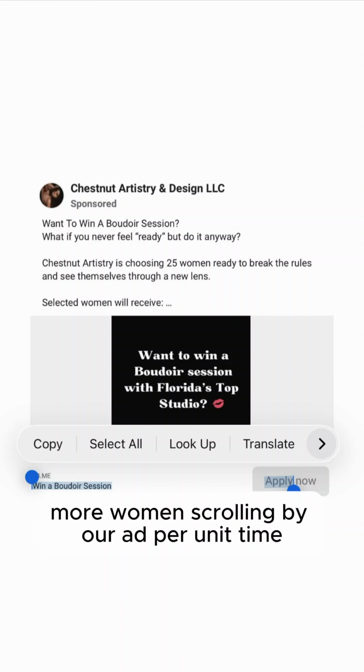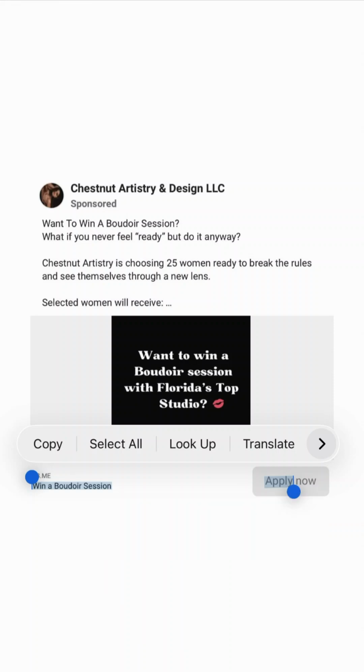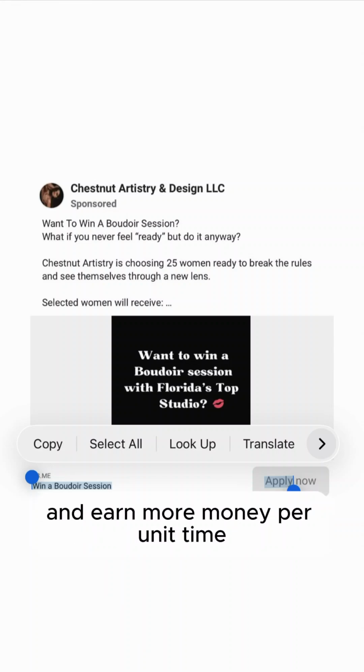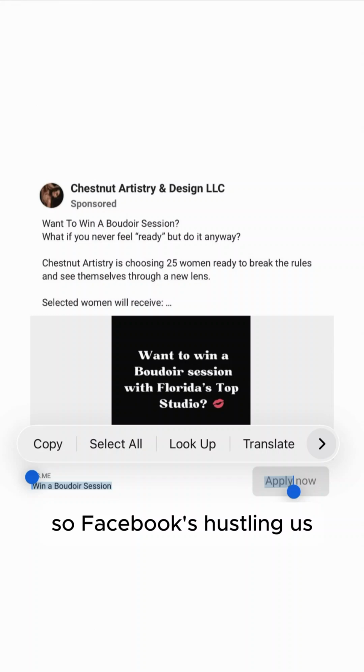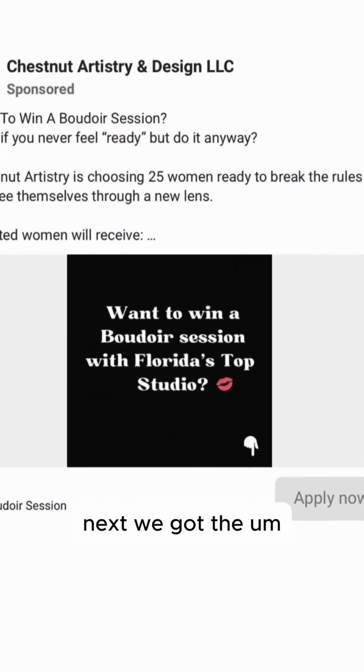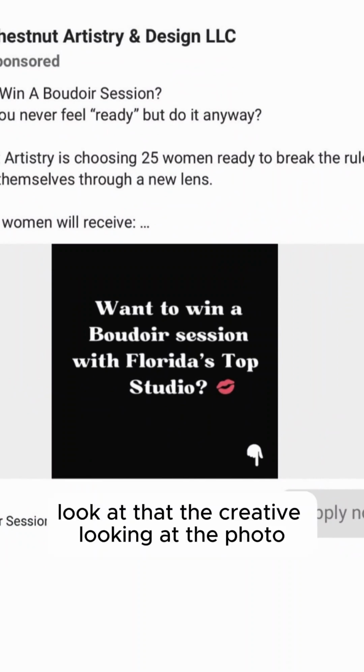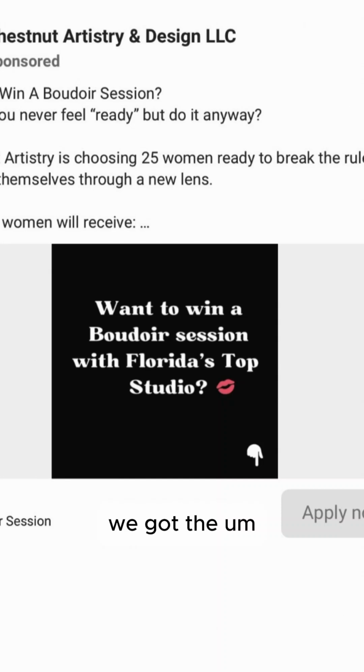Facebook's happy though, more women scrolling by our ad per unit time means Facebook can serve more ads per unit time and earn more money per unit time. So Facebook's hustling us. Next, we got the creative, looking at the photo. We got the looks like an ad mistake.